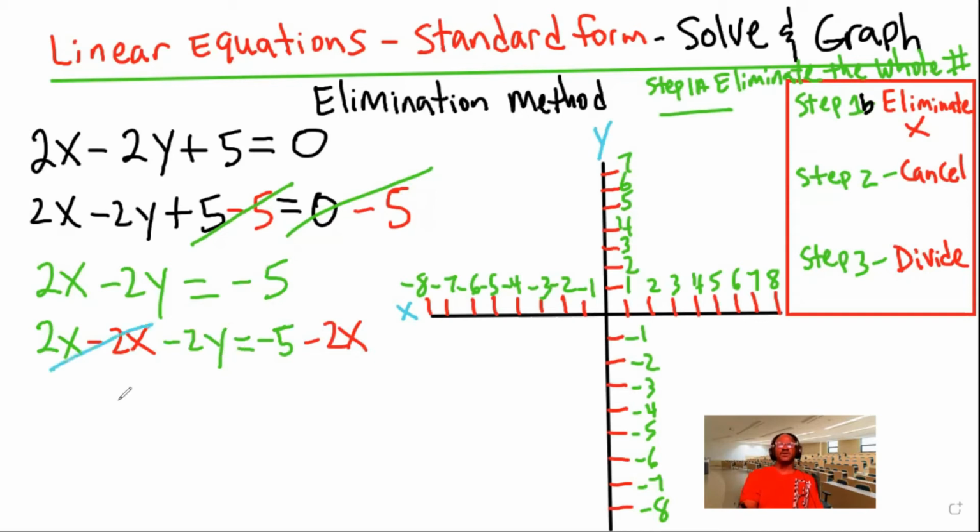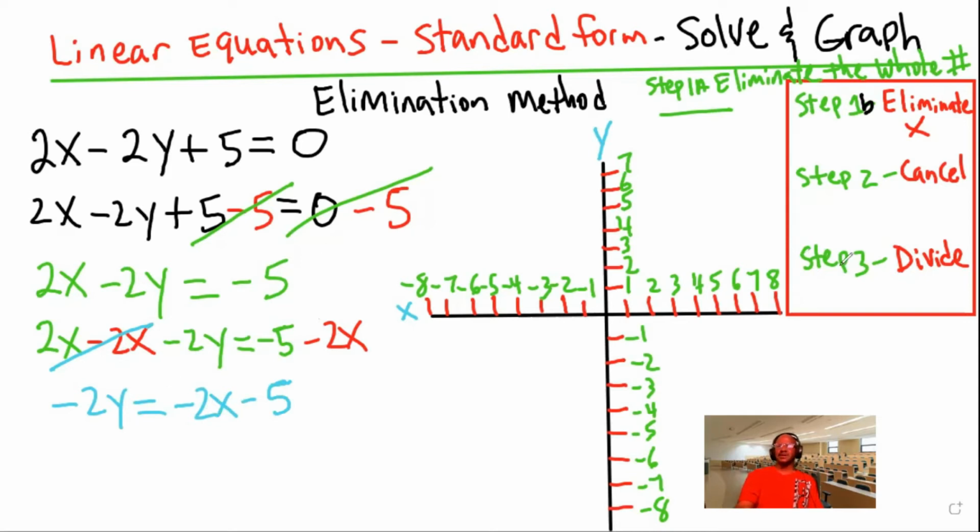And what do we have left? We're going to bring that down here. We have -2y equals -5 minus 2x. But remember, we want to put this in the right order. This -2x should go first. And then we put the -5 second, because we always want that x in the middle. It represents our slope, okay? It should always be in the middle.